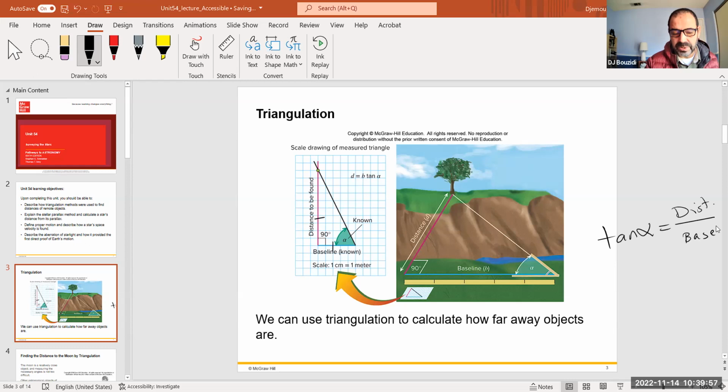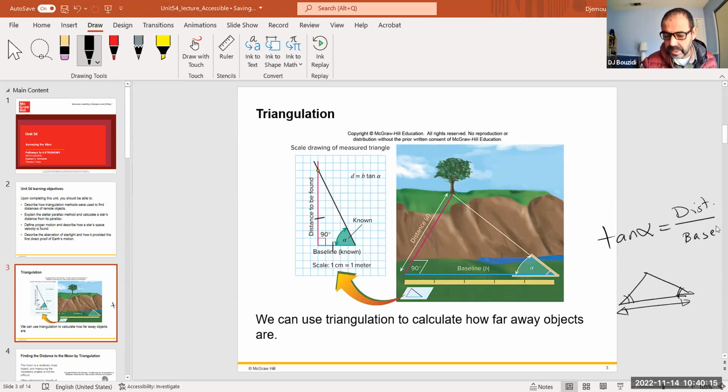This is if it's a right angle triangle. If it's not a right angle triangle, you can still use something similar to this, as long as you can find the two angles. So if it's not a right angle triangle, you need to measure this angle, you need to measure this angle, and you need to measure this distance.